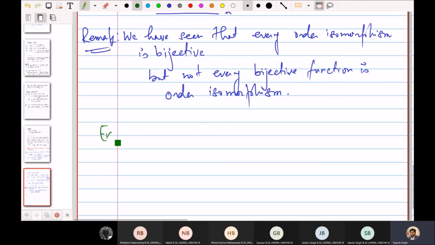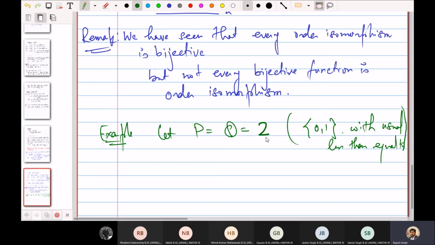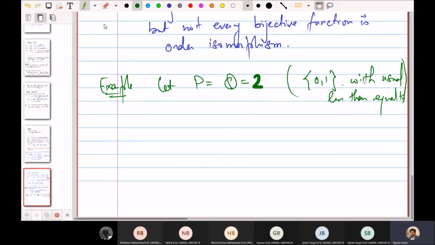So example for this, we take let P equal to Q equal to bold 2. ठीक है, बोल 2 का मतलब क्या है? 0,1 सेट 0,1 ठीक है, so it is {0,1} with usual less than equal to. अभी 1-2 बार तो लिख रहे हैं, कई बार नहीं लिखेंगे तो ध्यान रखना है इसका, 2 या 3, सो या और बोल्ड कर देते हैं इसे. ठीक है, this is fine.